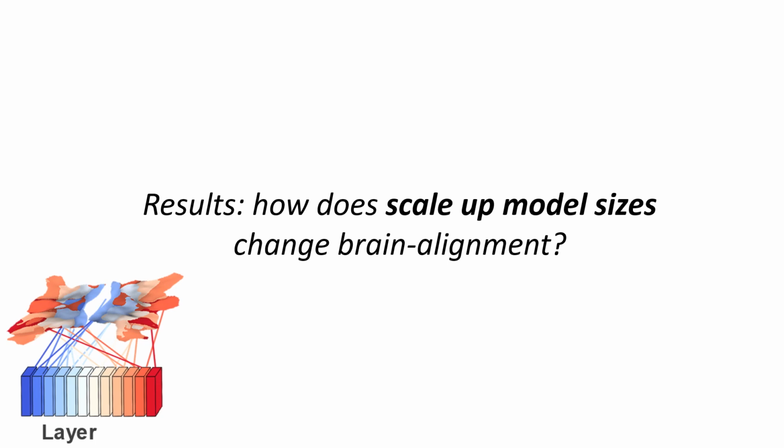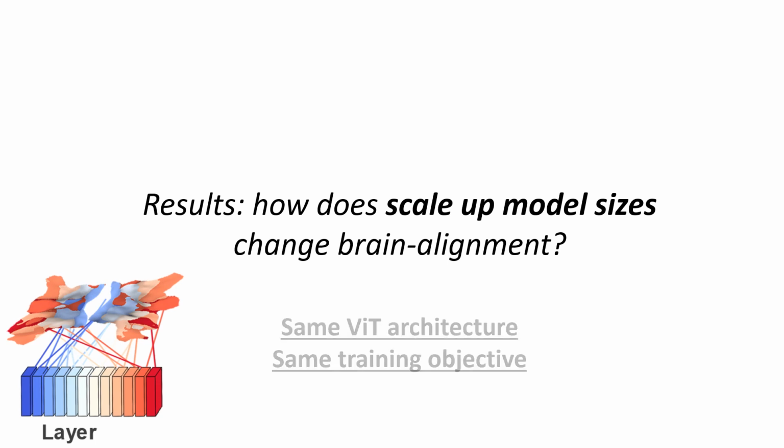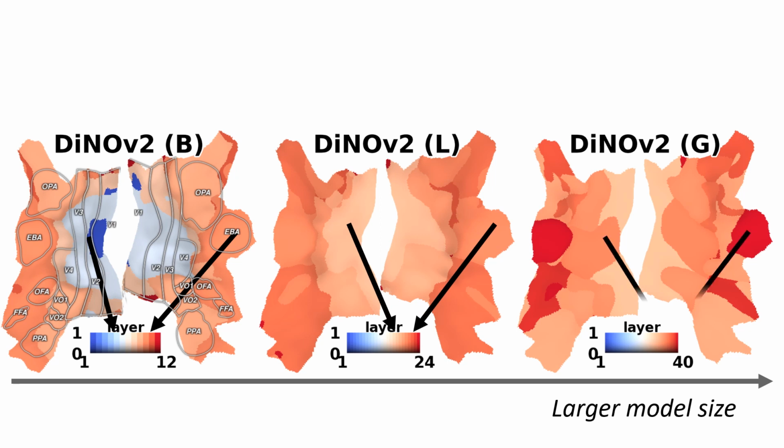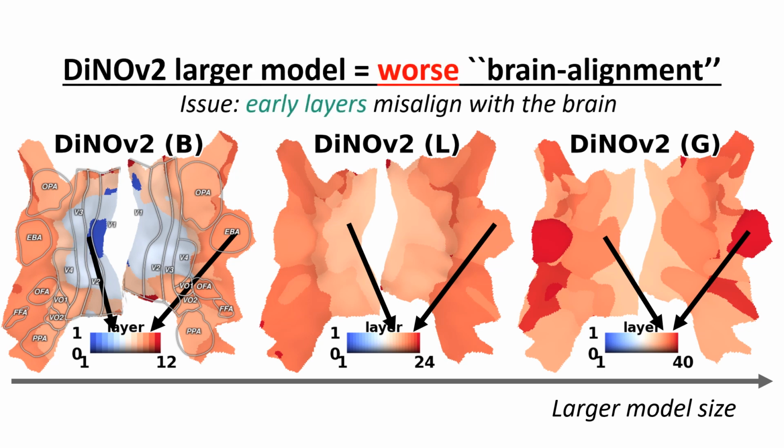Next, we look into what happens if we scale up the model size but use the same training objective. We start with the base size 12-layer model. With the base size DINO model, we see that early brain is aligned to the middle layers. As we increase the model size to 24 and then 40 layers, we see less alignment for the early layers and more clutter on the late layers. This demonstrates that the larger DINO model is actually wasting computational resources on the early layers.